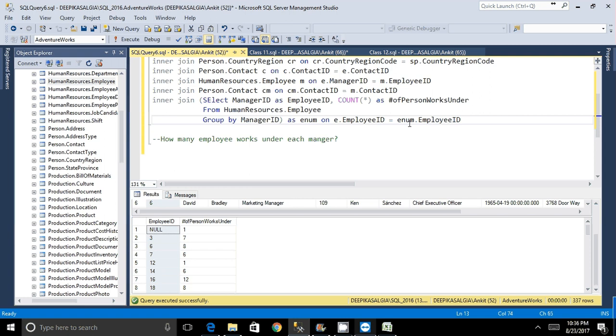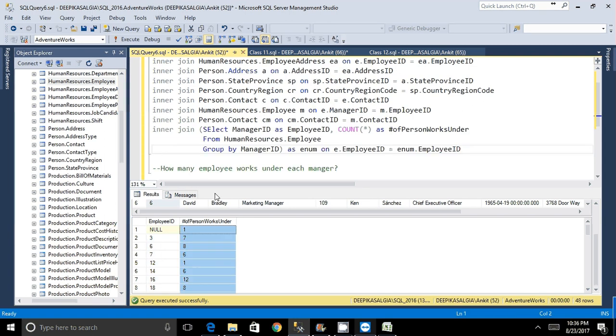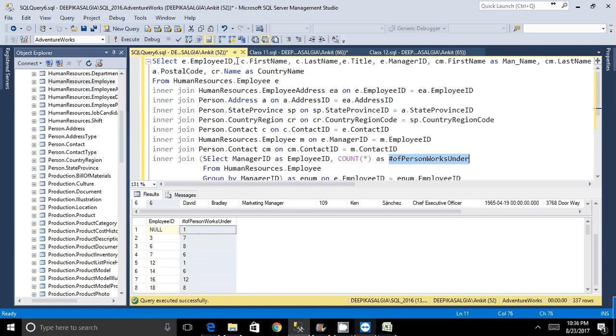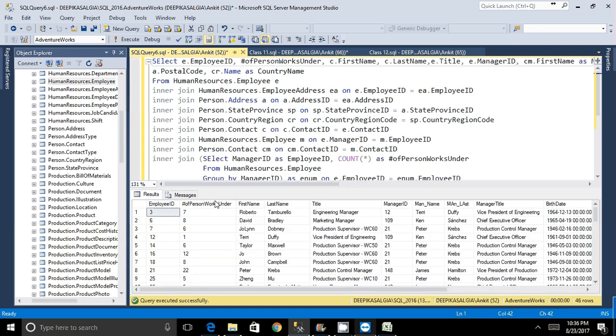You do that. Now what column do you need to show up in here in your upper query? This column, right? So you take that column name and you mention it in here. Okay, and you put the comma, and now you run your query. See, boom, there it is. So employee ID 3 has 7 employees. Employee ID 6 has these many employees.